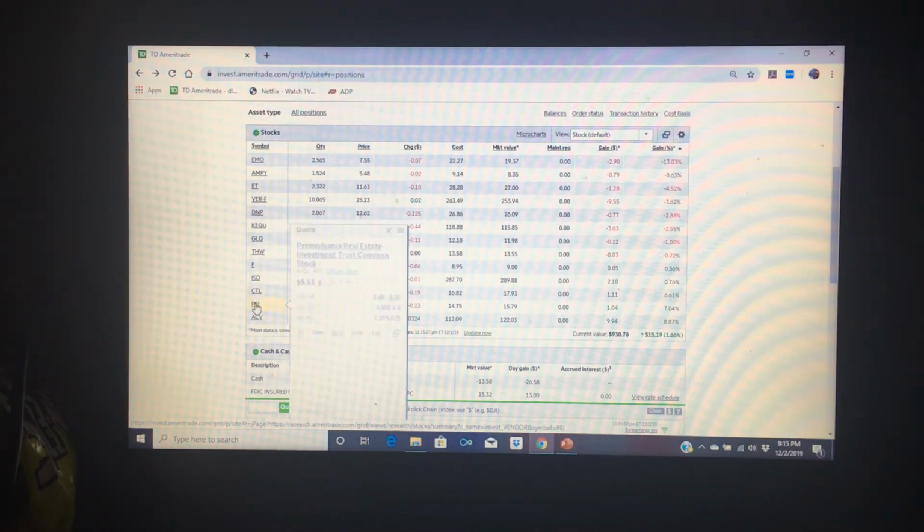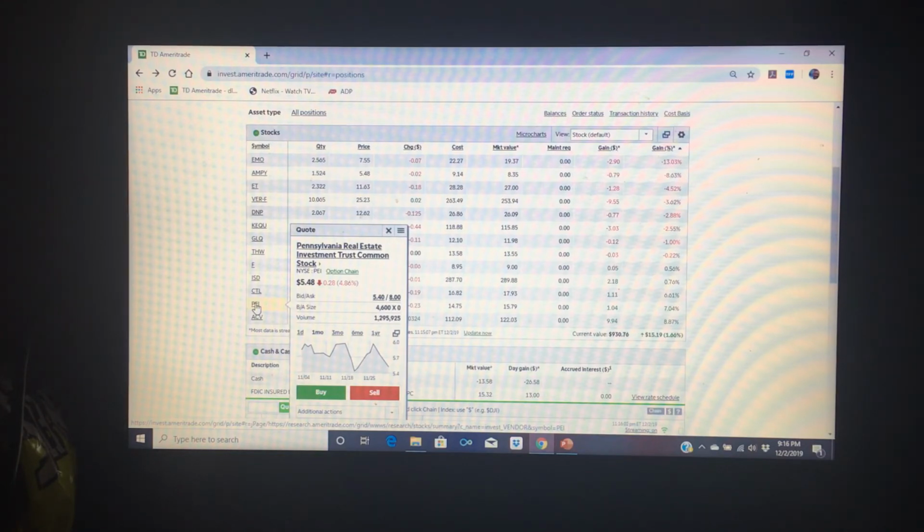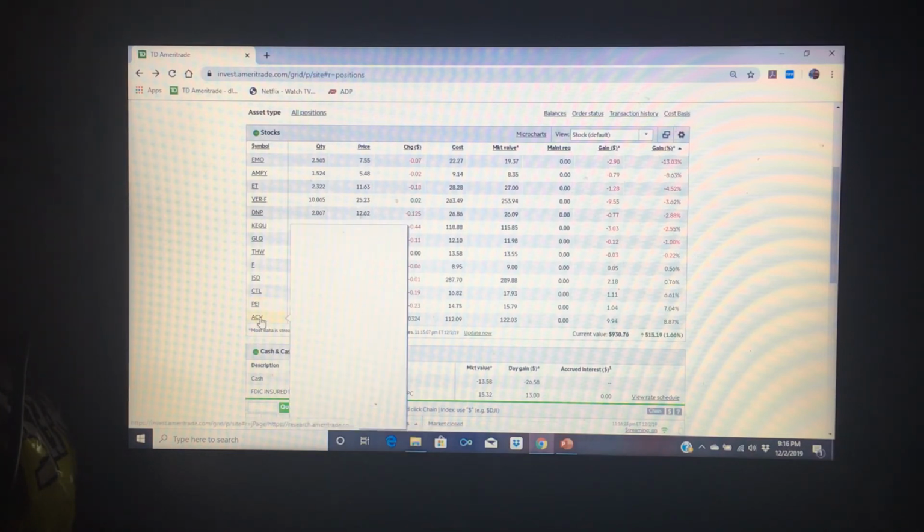PEI, Pennsylvania Real Estate Investment Trust. They own some pretty good sized shopping malls. They're making some very forward progression with their type of mall, bringing the kids of the 80s back into the malls, which we're now in our 50s and all of our kids are grown up and we have money and we want to go back and I guess relive the childhood a little bit. So they're saying a lot of people are going back to the malls.